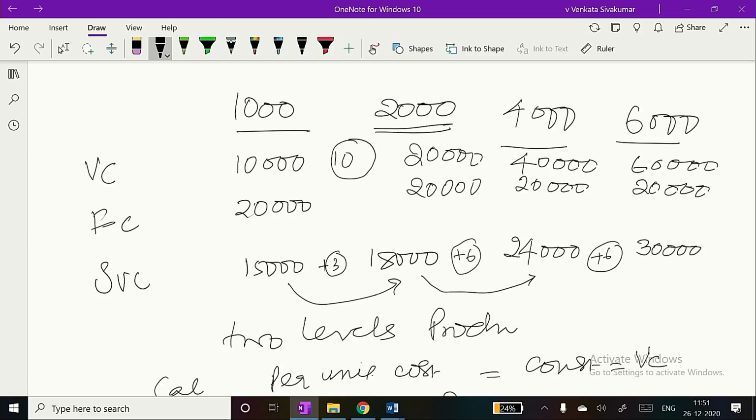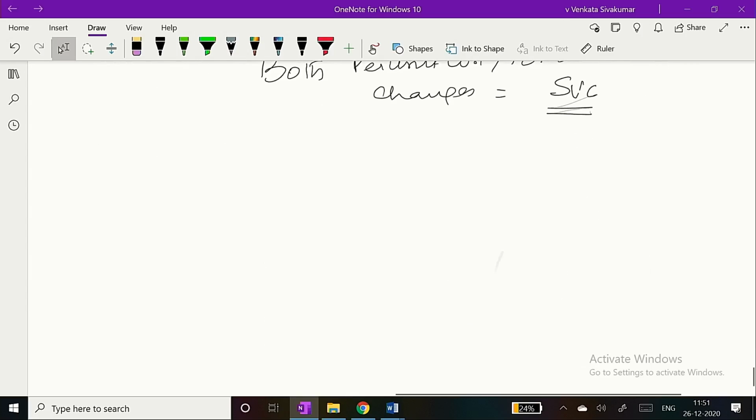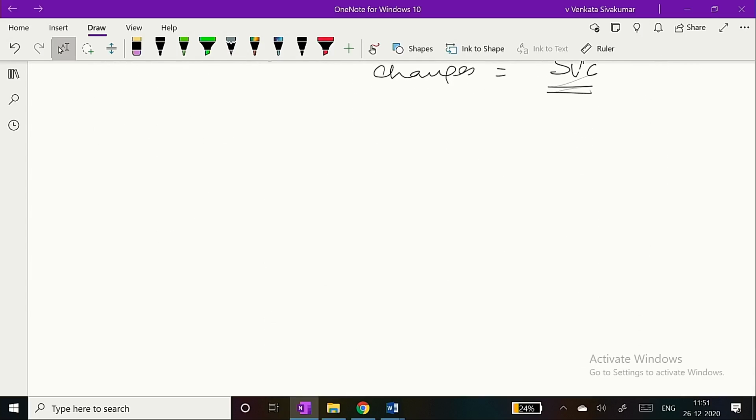That is 30,000. Straight away you can do. Computation of semi-variable cost is very important. It is a combination of variable and fixed elements, and the fixed portion remains constant throughout the range of activity. Therefore, the incremental cost is only because of the production. Per unit cost will be same. That's all, friends. This is the classification of overheads on the basis of variability, which is very, very important for the computations.